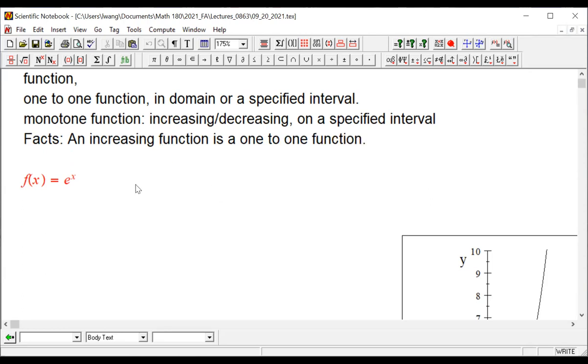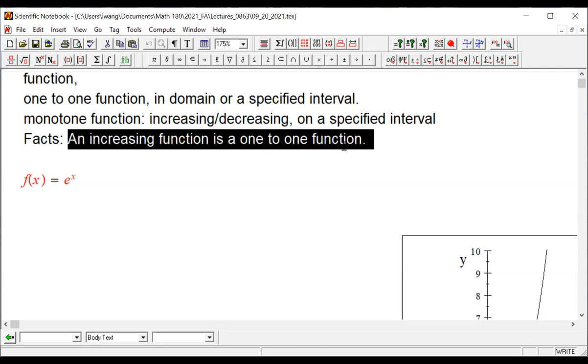An increasing function is a one-to-one function. How do we know that? You just compare the definition. So you start with an increasing function, and then you can prove it's a one-to-one function. We have proved that. So this is a fact. Now this fact can be used by you, by me, by anyone.